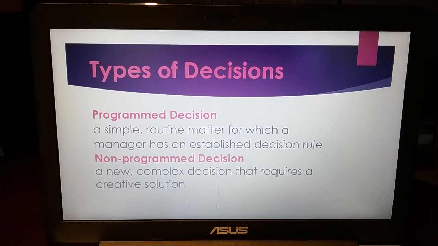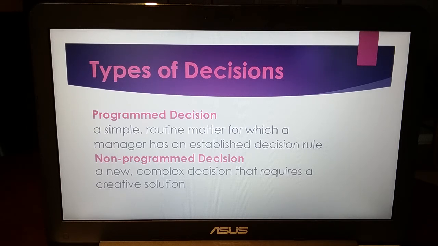Okay, so essentially there's two types of decisions. There's program decisions and non-program decisions. Program decisions are things that you do on a routine basis for which you have a set or established policy. So how you go about hiring new people, how you go about maybe deassessing some property, whatever it may be.